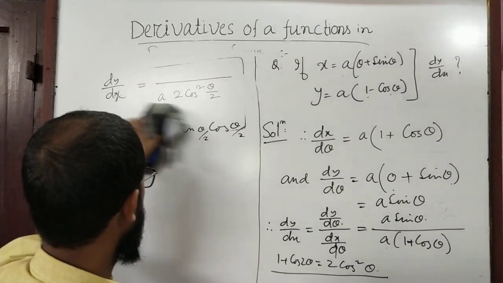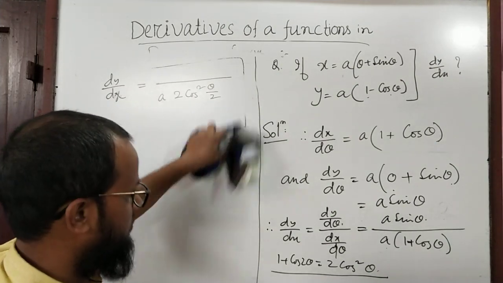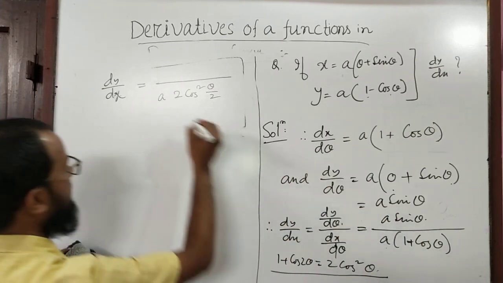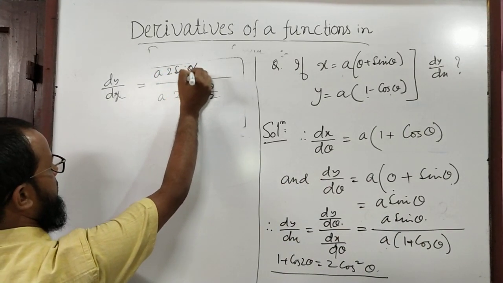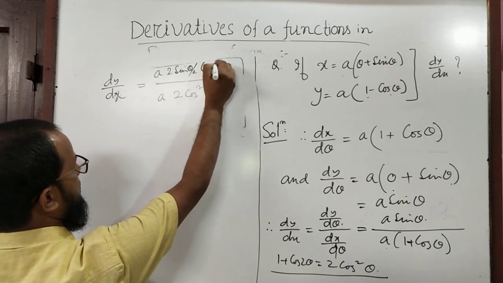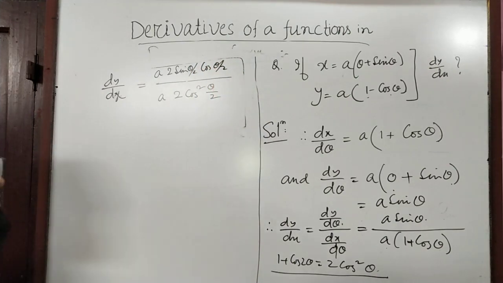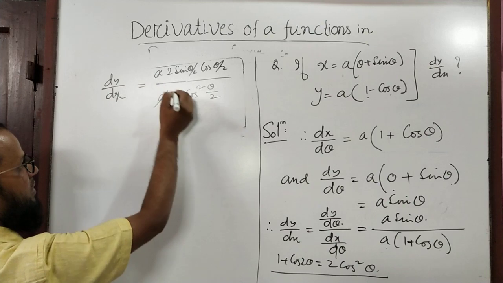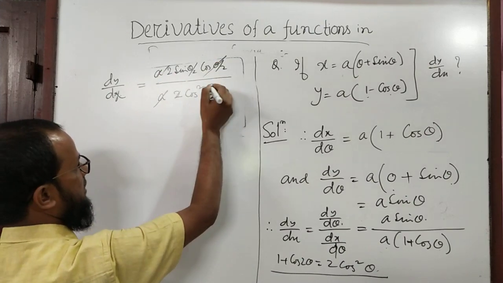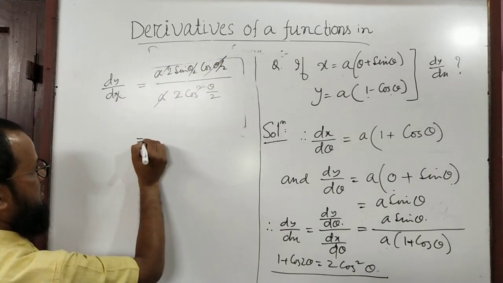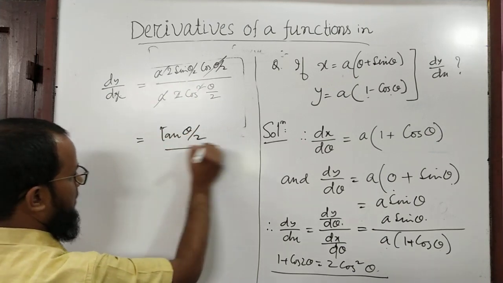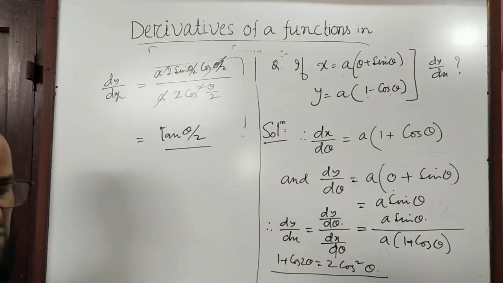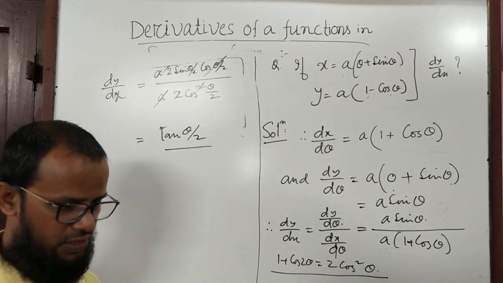Okay? So the numerator can be written as a into 2 sin theta by 2 into cos theta by 2. Finally, some terms will be cancelled. This one and this one cancel. Sin by cos is equal to what? Tan theta by 2. In this way, you can find the derivative of a parametric function.